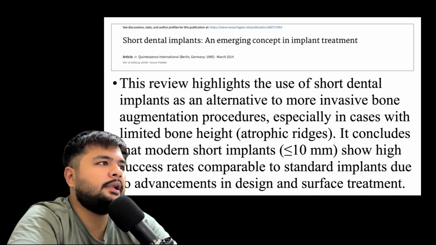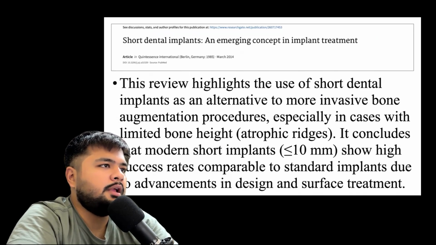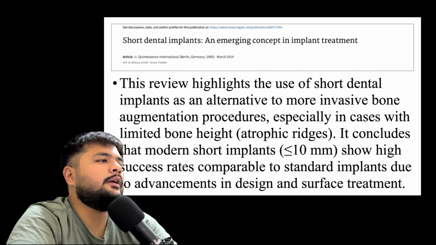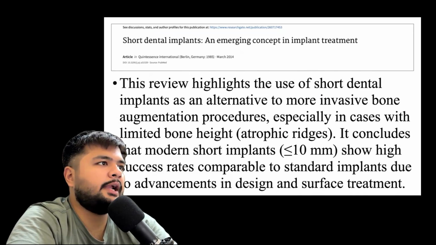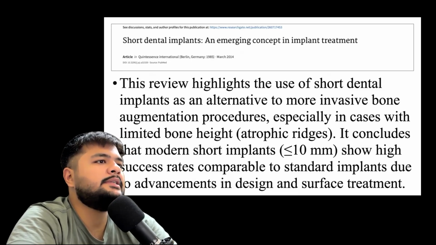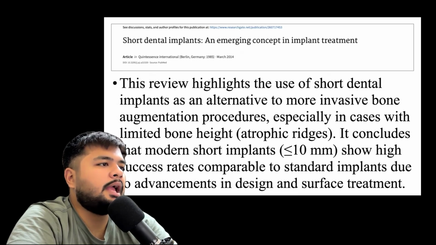Then coming to another article. This was an article in the Quintessence International journal, Berlin, Germany, 1985, published in March 2014. The title was as follows: The short dental implants, an emerging concept in implant treatment. This review highlights the use of short implants as an alternative to more invasive bone augmentation procedures, especially in cases with limited bone height. It concludes that modern short implants less than 10 mm.